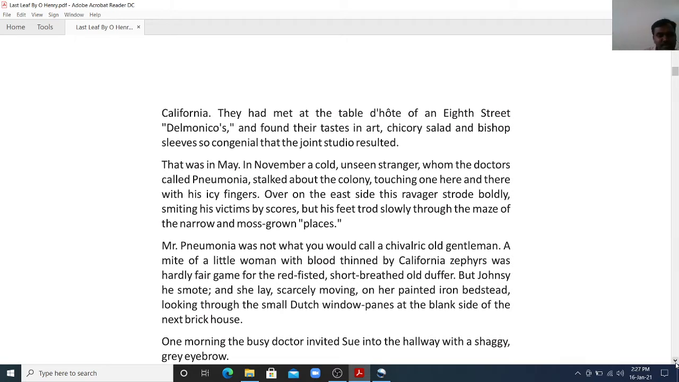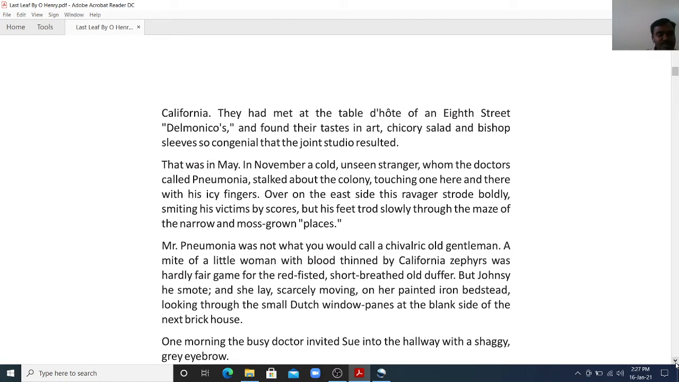We have seen one of the features of these houses is the Dutch attics. Through the Dutch window, she was seeing the blank side of the next brick house, twenty feet away, and she was intently looking at that.